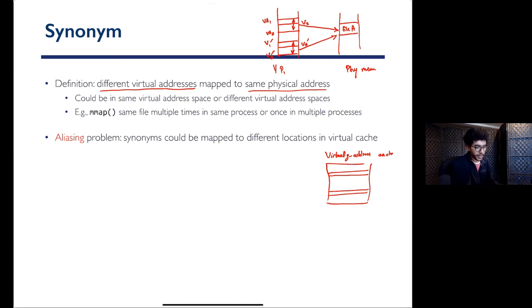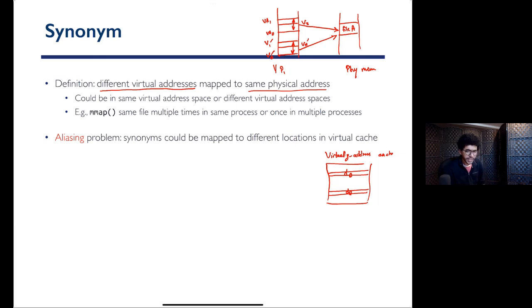Now, both of them have the same data. So both of them have D0. Let's say I read once from VX and once from VX prime, and both of them are cached. So first of all, the first problem here is that I'm caching the same data twice. Because in a virtually addressed cache, I don't know that these two virtual addresses are mapped to the same physical address because I don't have the physical address.